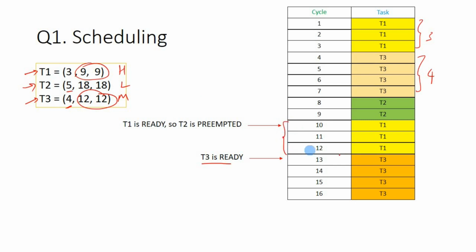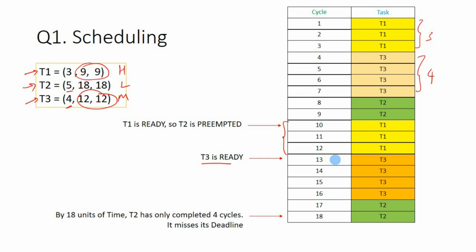It takes 3 clock cycles. So once the 12 cycles are complete, T3 is ready and T3 will be able to run. Correct? So when T3 runs, it will take 4 clock cycles. And once T3 is complete, then T2 will be able to resume. So at this point of time, T3 takes another 4 clock cycles over here.